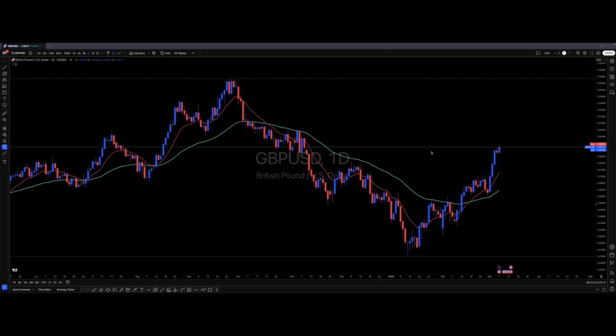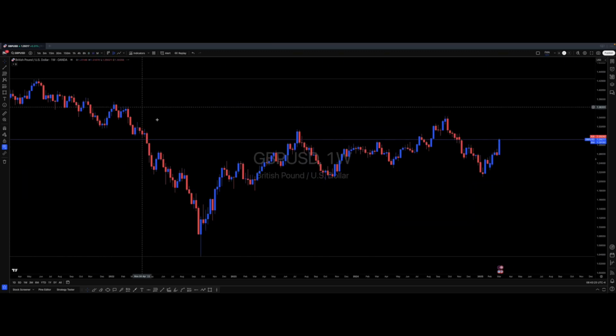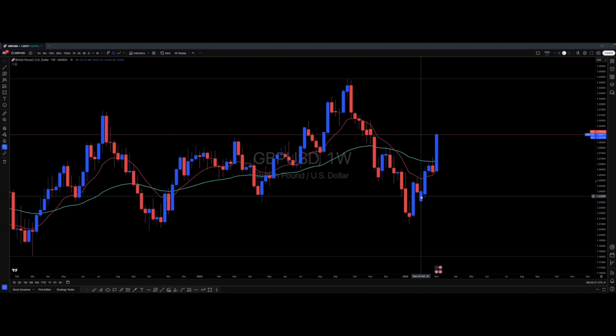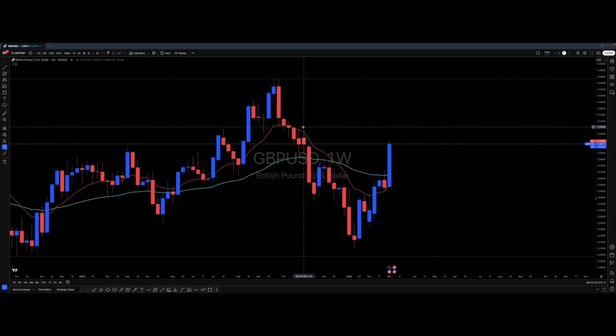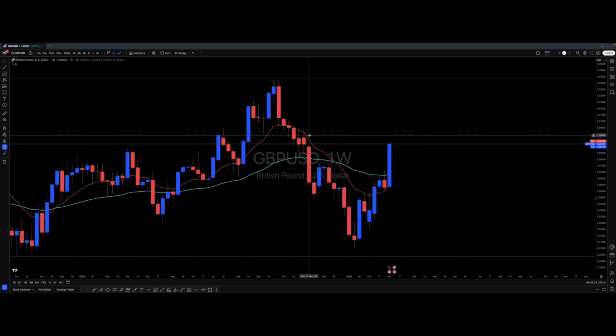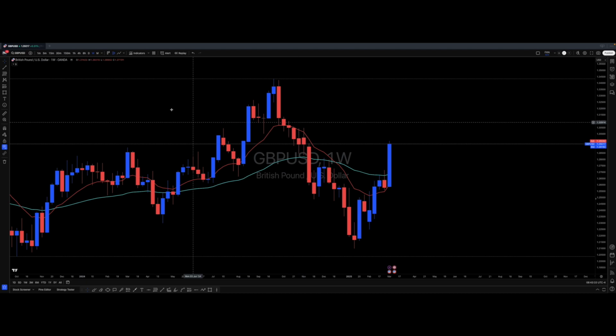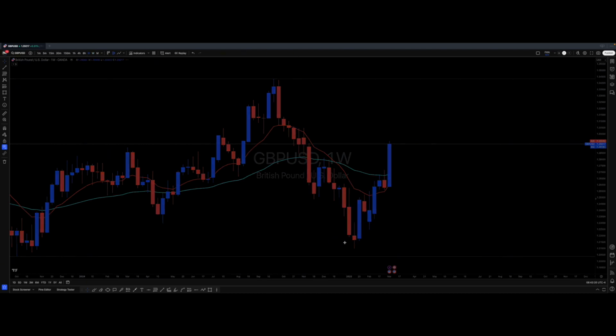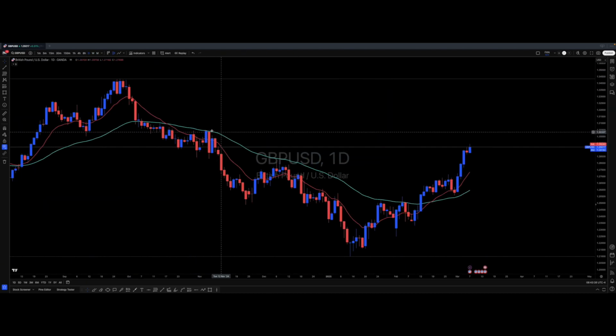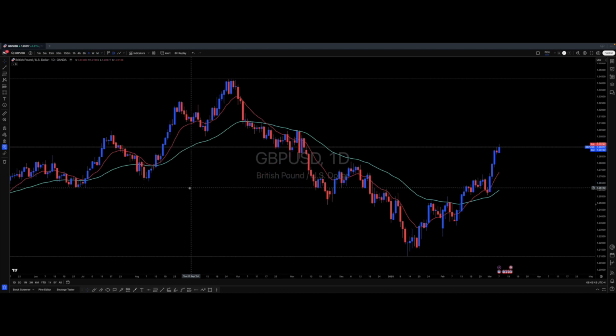But based on just the daily time frame, based on the weekly time frame, okay, it's very simple. We're looking for prices to go higher into this area here of the 130s. So again, the daily, this area here is where we're looking for prices to go to. That's it.